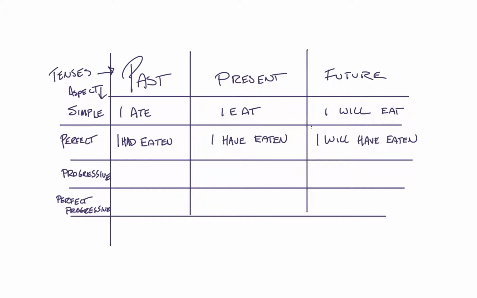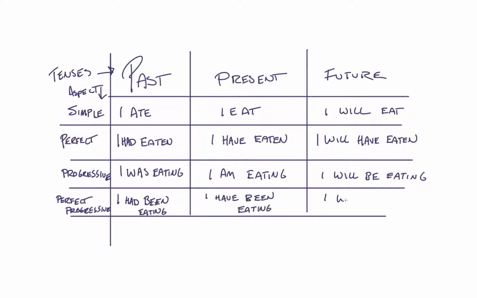The progressive aspect is for actions in progress. So past progressive, I was eating, present progressive, I am eating, and future progressive, I will be eating. And the perfect progressive aspect is for ongoing things that began in the past. I had been eating a cookie, I have been eating a cookie, and I will have been eating a cookie. Do you need to know these aspects by name? Not for the SAT, no, but it definitely helps to understand what might make an error incorrect, or what might make a right answer work the way it does.